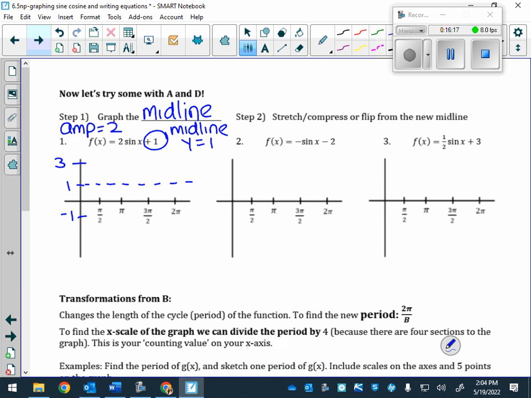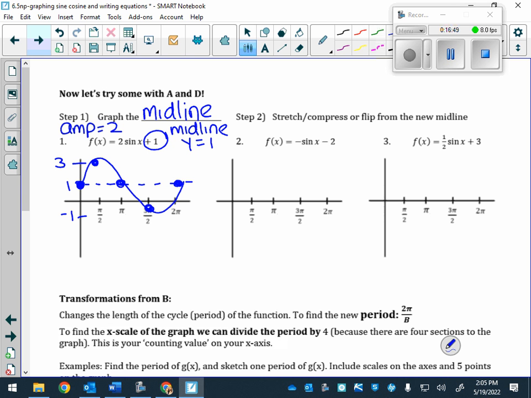Where do we start for our sine functions? 0, 1. Then pi over 2, where do we go? 3, 1. Keep going. Good. One piece of advice: it might help drawing your midline, because I do it too. From here, I sometimes go to 2 pi. So make sure your midline is drawn.